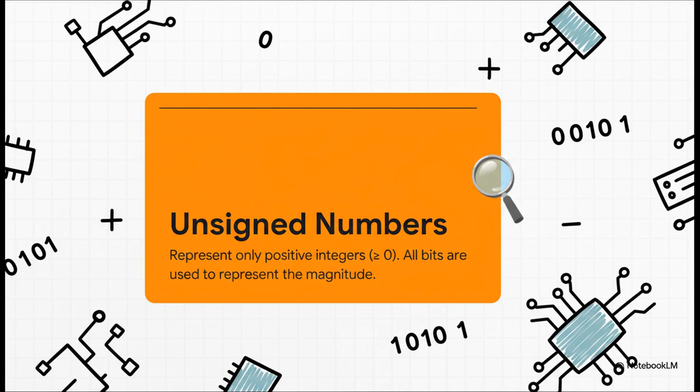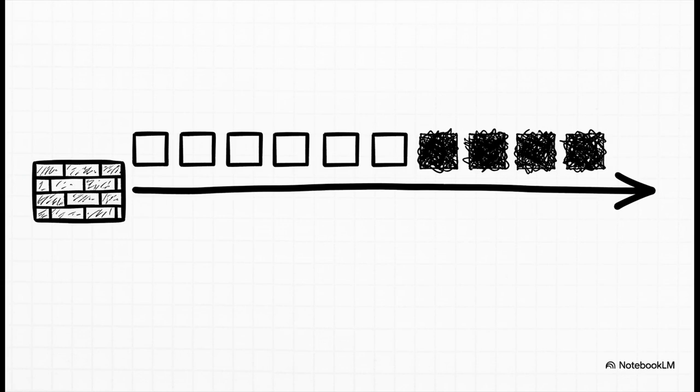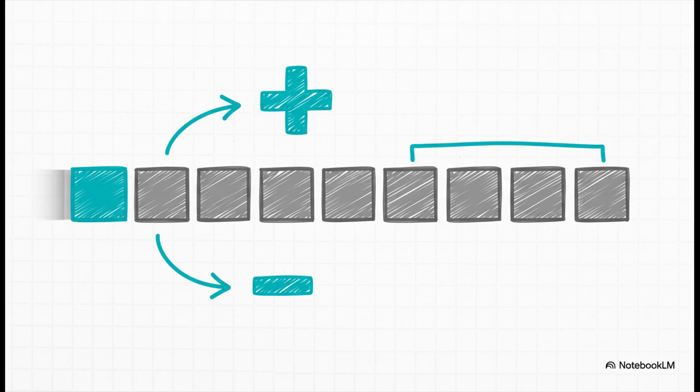It's just pure number. So if we're looking at a standard 8-bit number, and we use all 8 of those bits for the value, we can count from 0, which is all zeros, all the way up to 255, which is all ones. It's a perfectly good system until you need to subtract or deal with debt or freezing temperatures. And that is where the whole game changes.